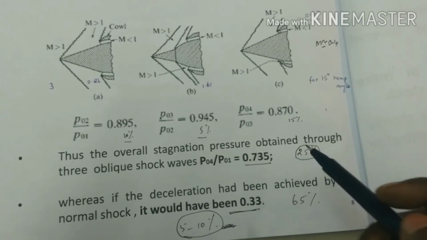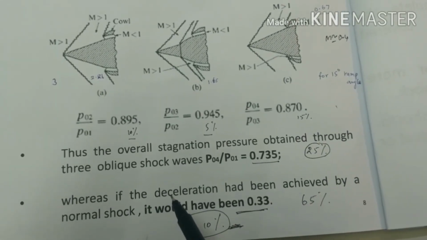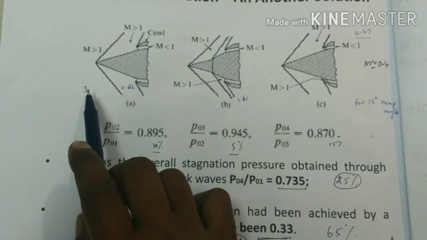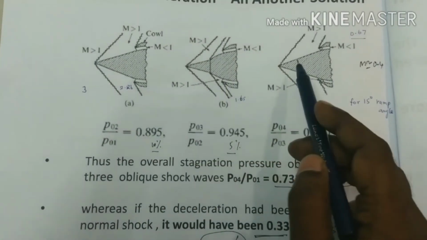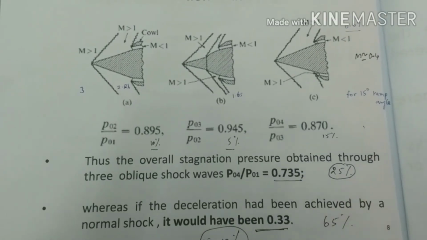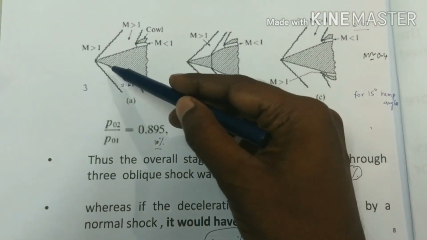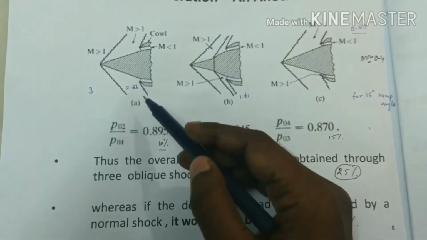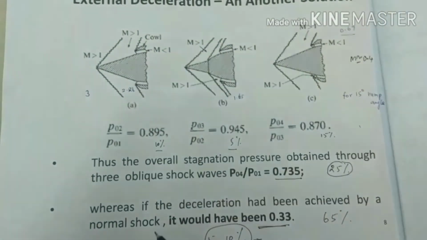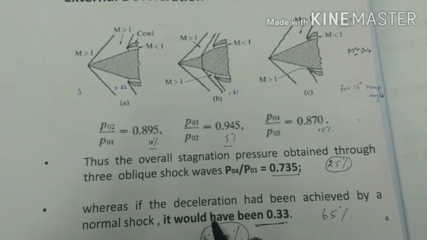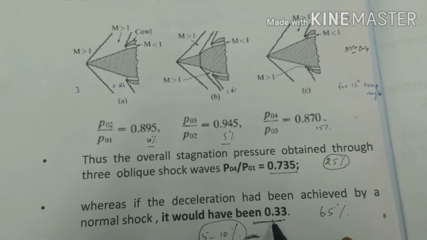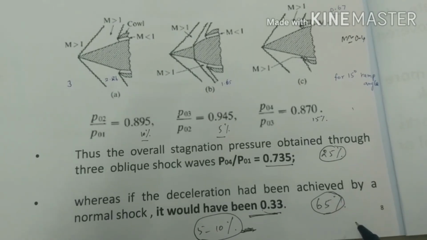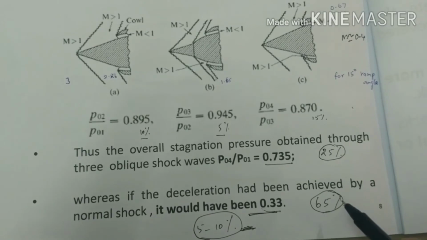And if you try to do the same thing with a normal shock, imagine that instead of decelerating the flow from high supersonic to low subsonic through a series of oblique shocks, you do it with a normal shock. Instead of a conical or sharp-edged center body, we need to go for a blunt body, which results in a normal shock. The pressure ratio obtained will be reduced to 0.33. That means it accounts for about 65% stagnation pressure loss. So this is not advisable.